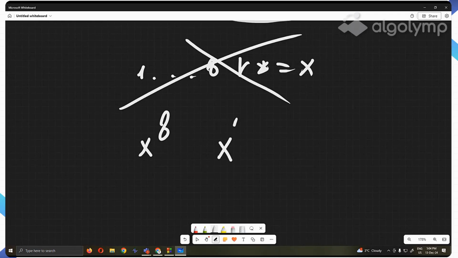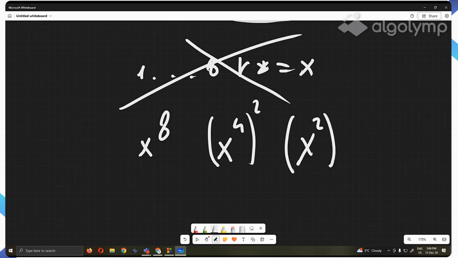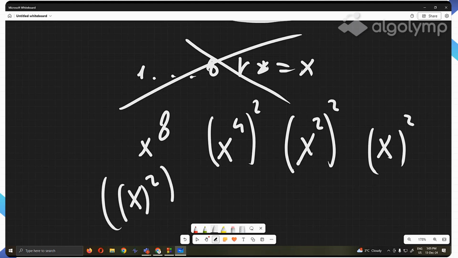Let's say we know x to the power of 4. Then x to the power of 8 is just x to the power of 4 squared. To calculate x to the power of 4, we take x to the power of 2 squared. For x to the power of 2, it's just x squared. So basically x to the power of 8 is everything to the power of 2, everything to the power of 2. And now, instead of 8 operations, we do 3 operations.